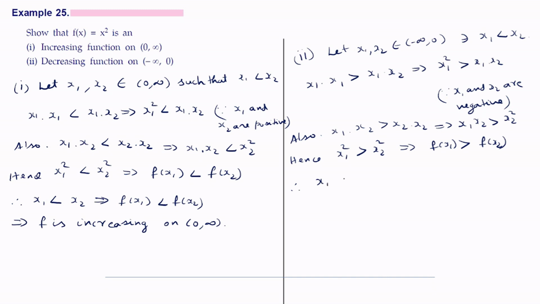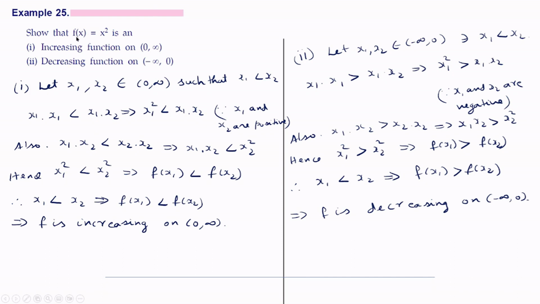Therefore, x1 less than x2 implies f of x1 greater than f of x2. So this implies f is decreasing on open interval minus infinity, comma 0. So here we can see that f of x equal to x square is an increasing function on the interval 0, comma infinity, and it is a decreasing function on the interval minus infinity, comma 0.